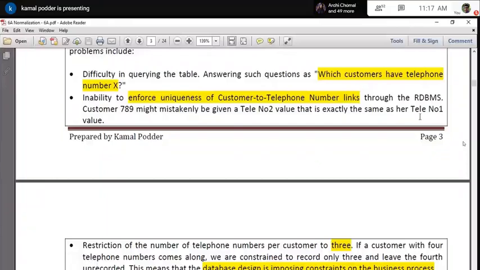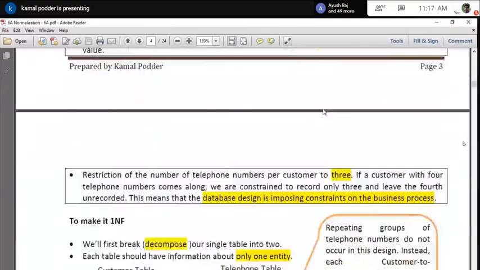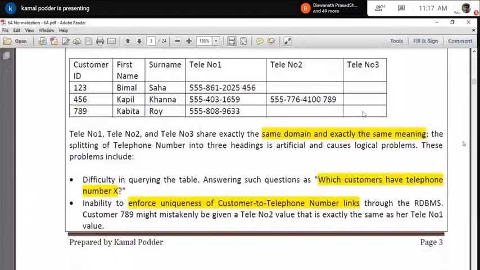Say customer 789 might mistakenly be given a telephone number 2 value that is exactly the same as telephone number 1, because as there are two fields already there, somebody has entered the same telephone number again here. That is another problem. And here I am restricting to three telephone numbers, but in future if I find one customer coming with four telephone numbers, how to do it?